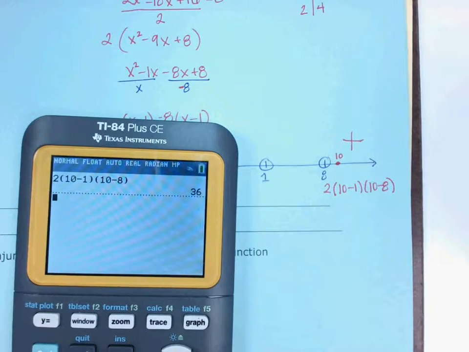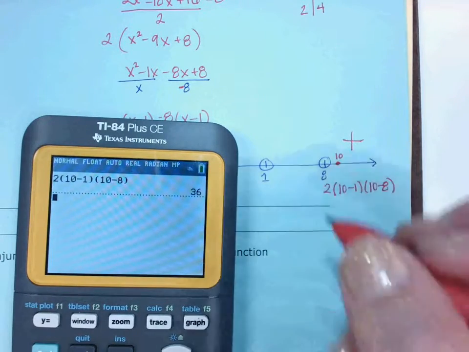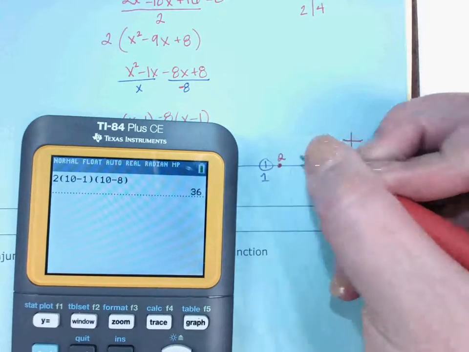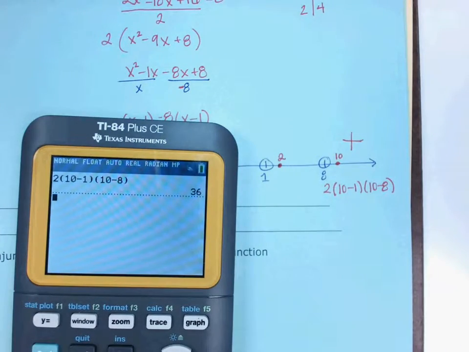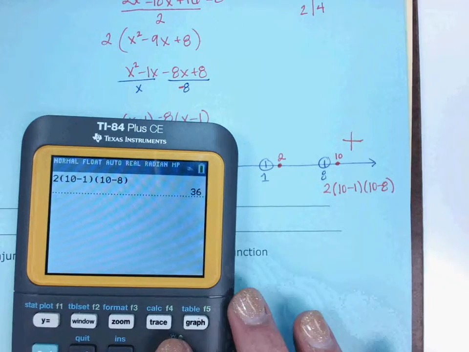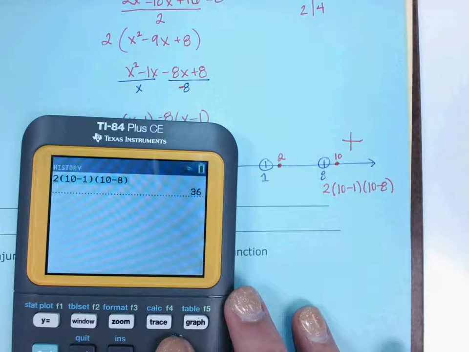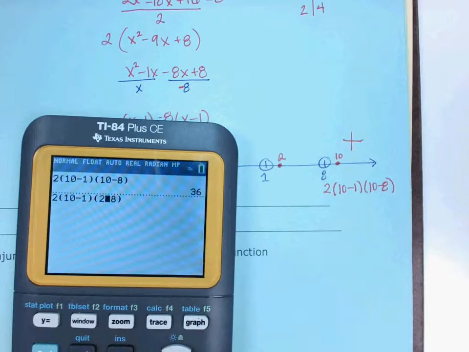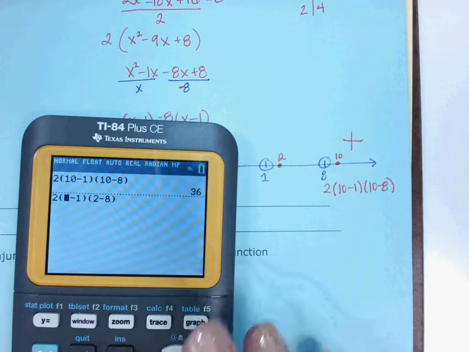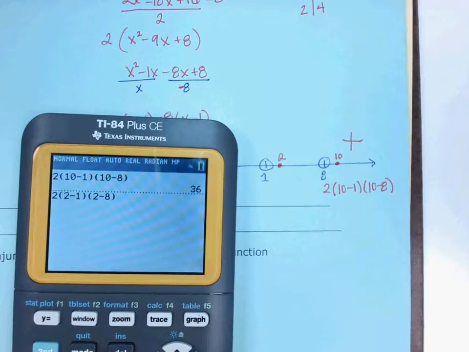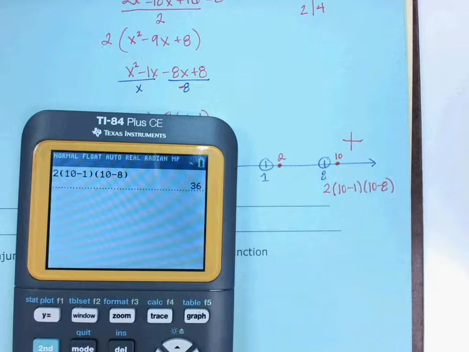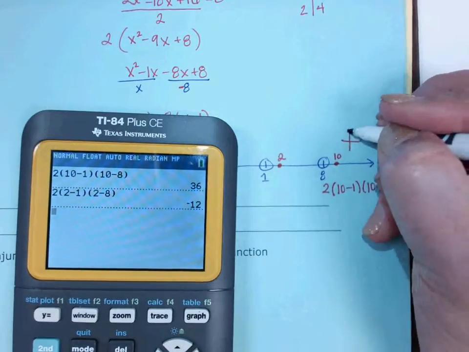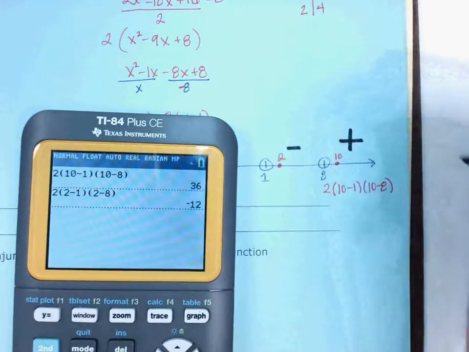In between 1 and 8, what could I pick? 7. I'm going to pick 2, but you could pick 7. Doesn't matter. And when I plug it in, I'm plugging that in where my x is. Now, in the calculator, let's say you want to be lazy. Look, watch. You can just go up twice, copy it, and then what am I changing my 10s to? Now I want a 2 instead. So I have 2 minus 1 and 2 minus 8. It does come out to be negative 12. So I got a positive for my right side. I got a negative in the middle.